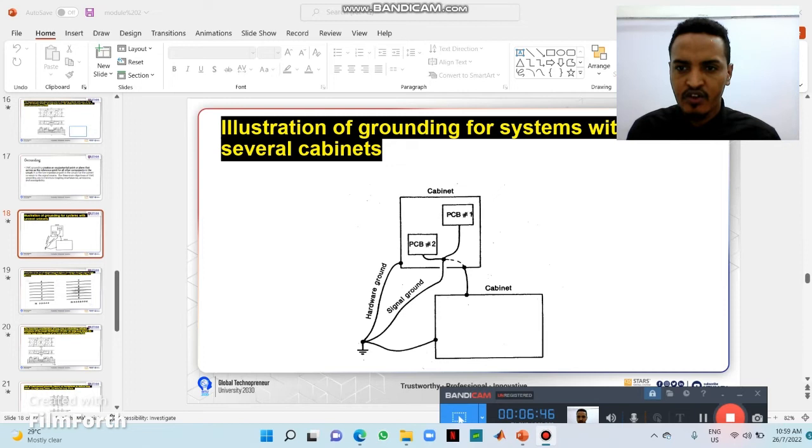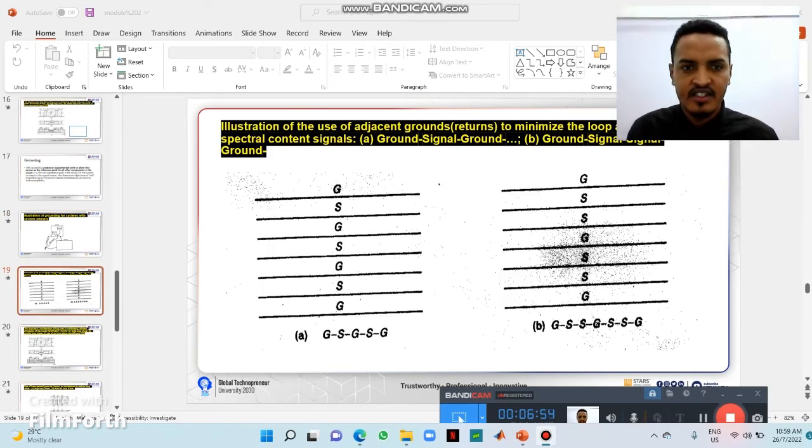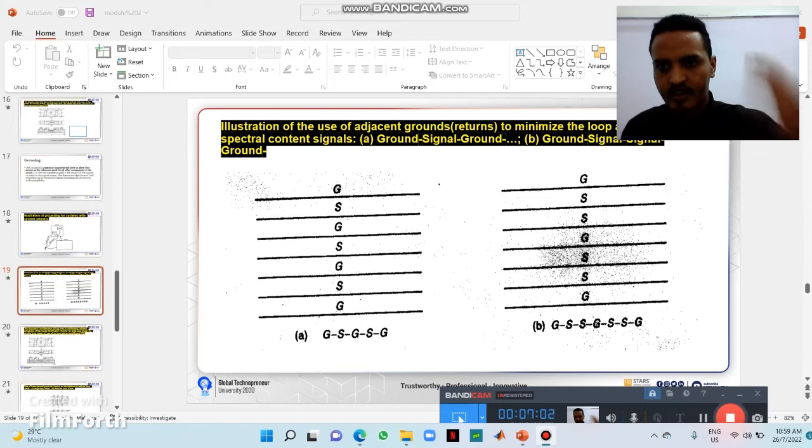This is the installation ground of the system with several cables, cabinets, PCBs, and PC1, and this is the cabinet single ground and higher grounding or earthing. This is an illustration of using a ground circuit to minimize the loop, like A and B. We minimize the loop.